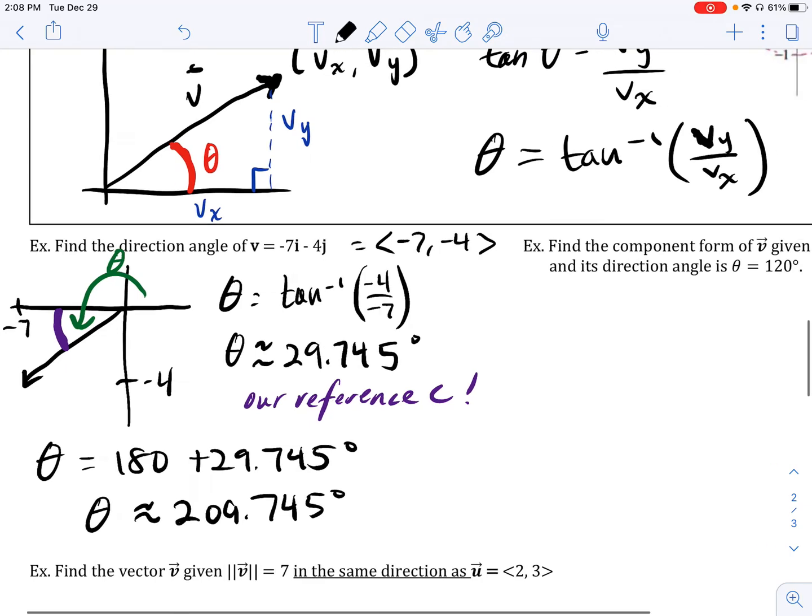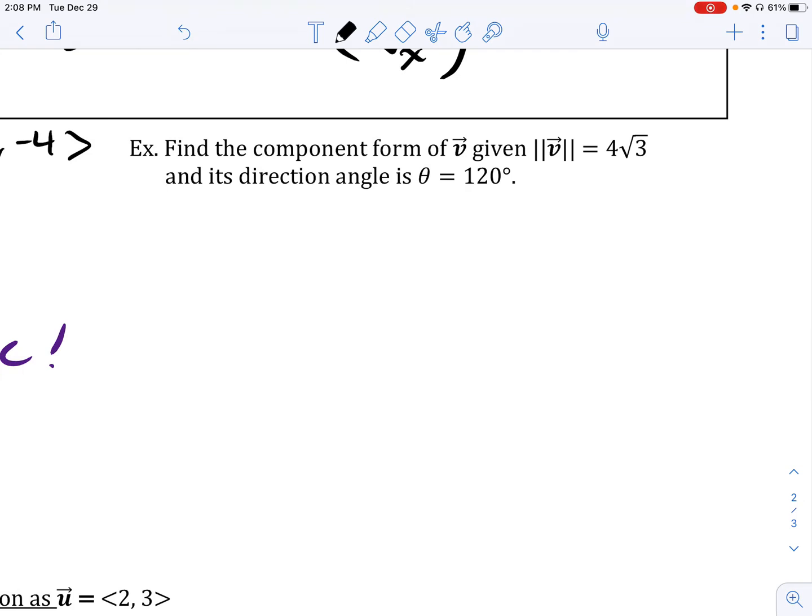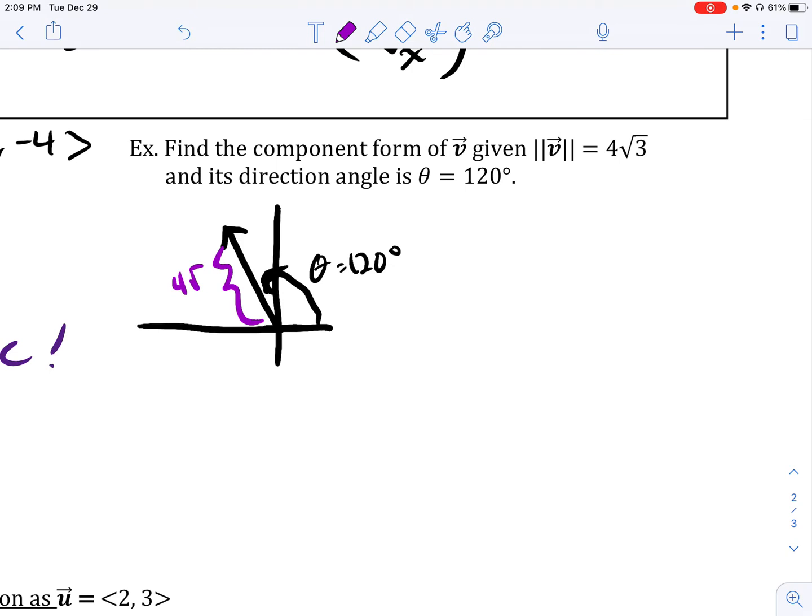All right, let's try a few more examples. Let's find the component form of a vector. And this vector, what information we're given is we're told that it has a magnitude of 4 root 3 and its direction angle is 120 degrees. So let me just draw this. So what they're telling us is that this angle is 120 degrees, so it's 30 degrees past 90. Okay, so there's theta is equal to 120 degrees. There's our vector. That's the direction it's going, and it has a magnitude of 4 root 3. Its length is 4 root 3.